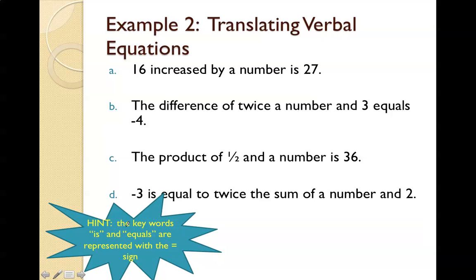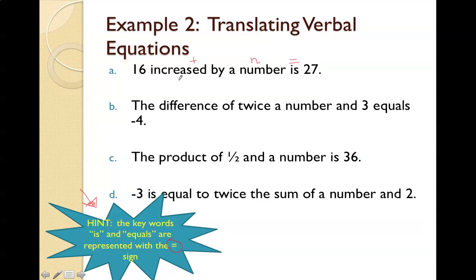So here's my hint down here that's going to be really helpful. The key words is and equals are represented with the equal sign. So anytime you see is or equals, that's going to have my equal sign there. All right, so let's look at this first one. I have 16 increased by, which is adding, a number, I'm going to put a variable there. Is, which we just read, is an equal sign, 27.